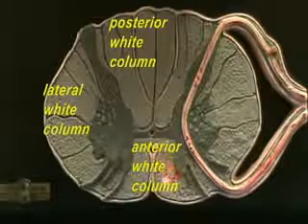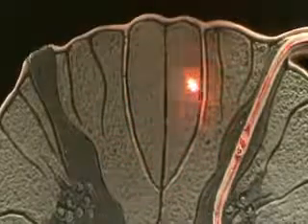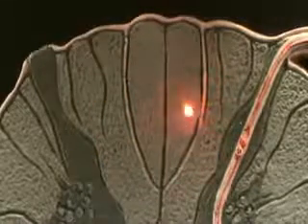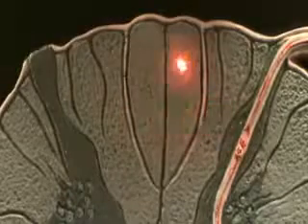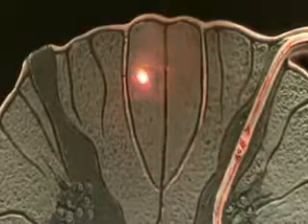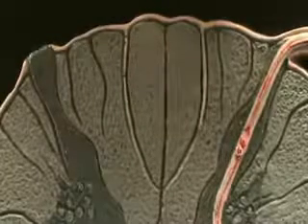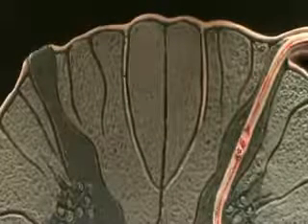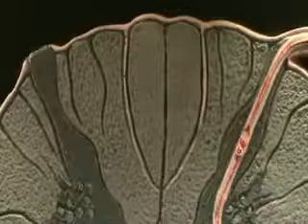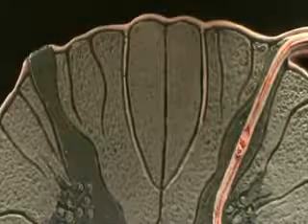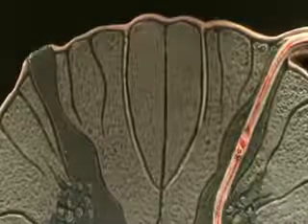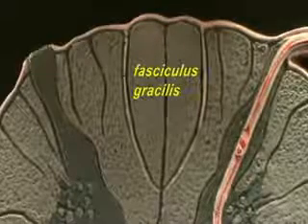You find in the posterior white columns primarily axons that are carrying sensory information up to the brain. In the medial part of the posterior white column, you have the axons that are bringing information from the lower limbs and the lower part of the body. It is referred to as the fasciculus gracilis.